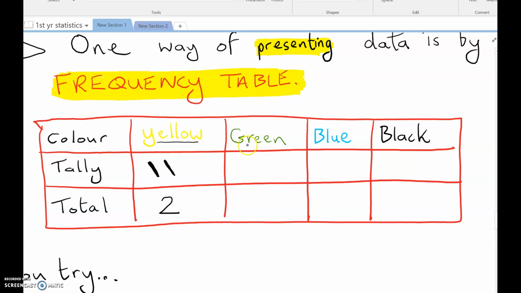Then I counted up my green pens and highlighters. I had a green pen, I had another green pen, and I had another green highlighter, and I actually had a second green highlighter. So in total, how many green pens or highlighters did I have? 1, 2, 3, 4. I had 4.